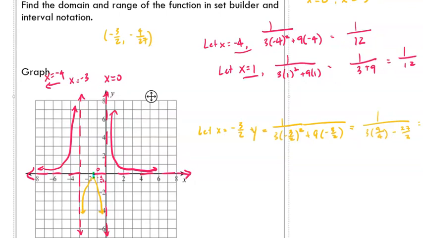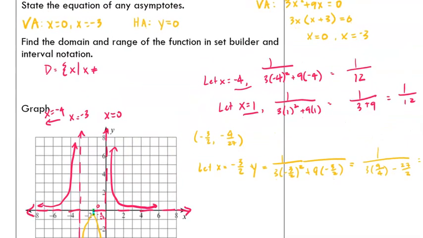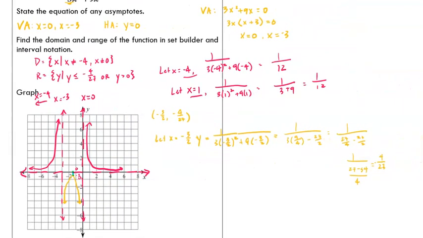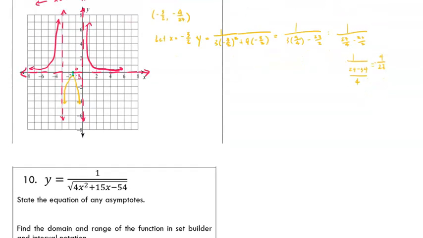Okay. I'm going to rewrite this over here. So the domain is x such that x cannot be equal to -4 and x cannot be equal to 0, and the range is y such that y is less than or equal to -4/27, or y is greater than 0. Whew, took forever. Okay, number 10.